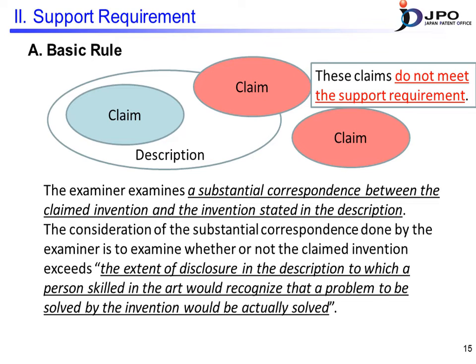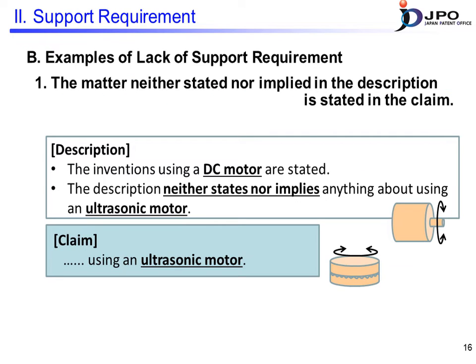In concrete terms, examiners examine whether the claimed invention exceeds the extent of disclosure in the description, to which a person skilled in the art would recognize that a problem to be solved by the invention would actually be solved. If the claimed invention exceeds this extent, the claim is not supported. If an examiner finds that a claim for a patent application does not fulfill the support requirement, the examiner notifies the applicant of that fact.